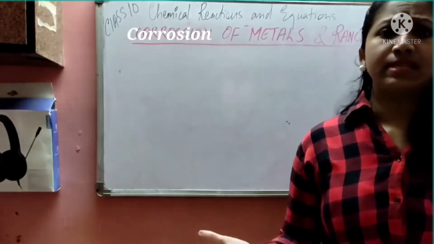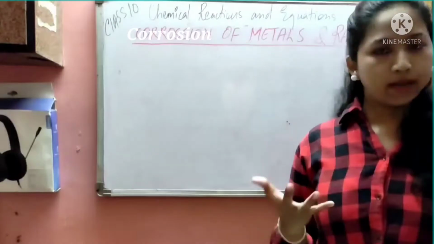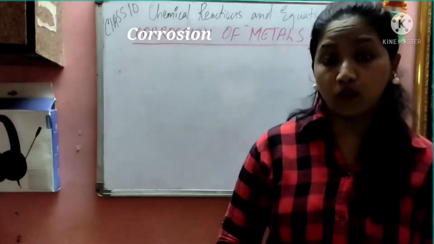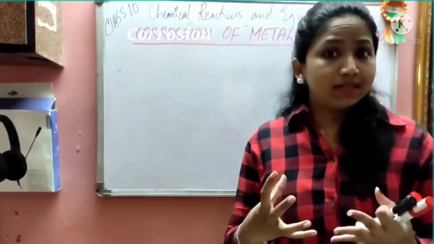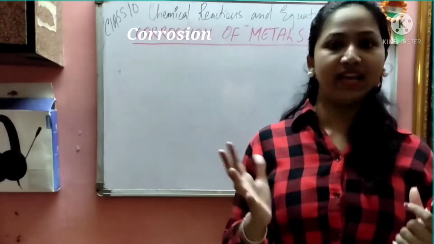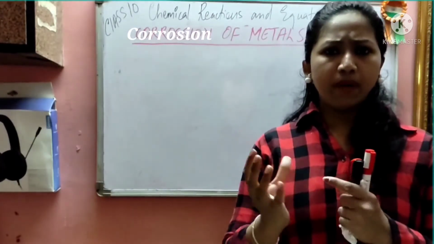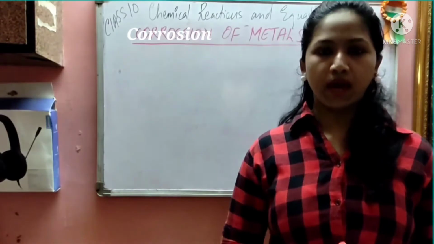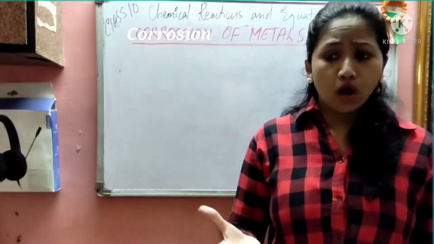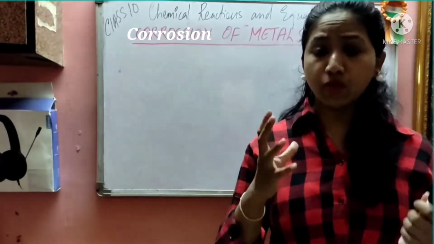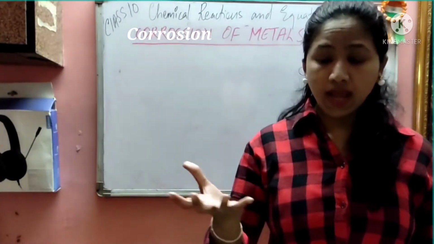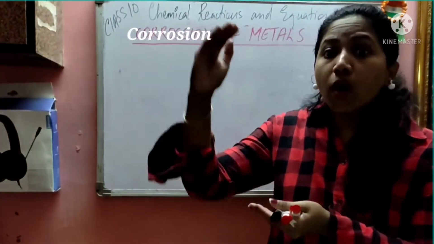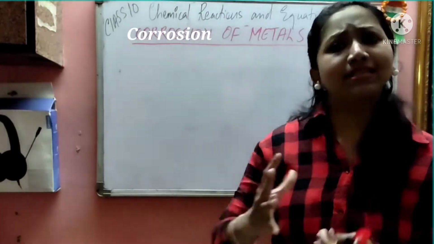Okay, so what corrosion of metal basically is, I'm going to explain you now. What is metal? Metals like iron, silver, copper. These are metals. Whenever they are new, they are shiny. But whenever you're keeping these metals at room temperature, what happens? They come in contact with air, then moisture and acid.